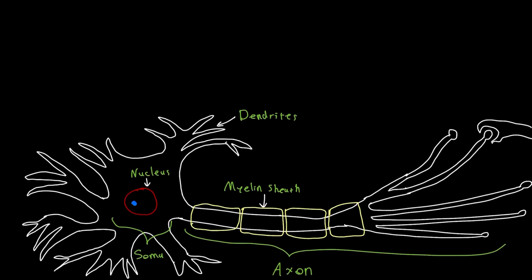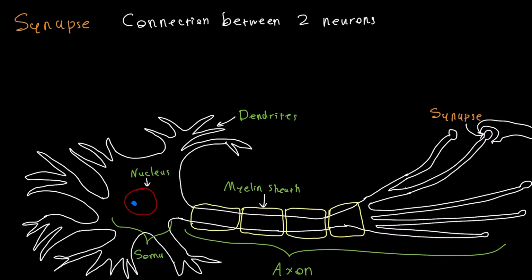Now I've redrawn the same image on this page, but we're going to look at some more structures. So on the right side you can see we have something called a synapse. A synapse is a connection between two neurons. So this thing coming out of the right side is actually the dendrite of a different neuron, and it's connecting with the axon of the neuron we have.